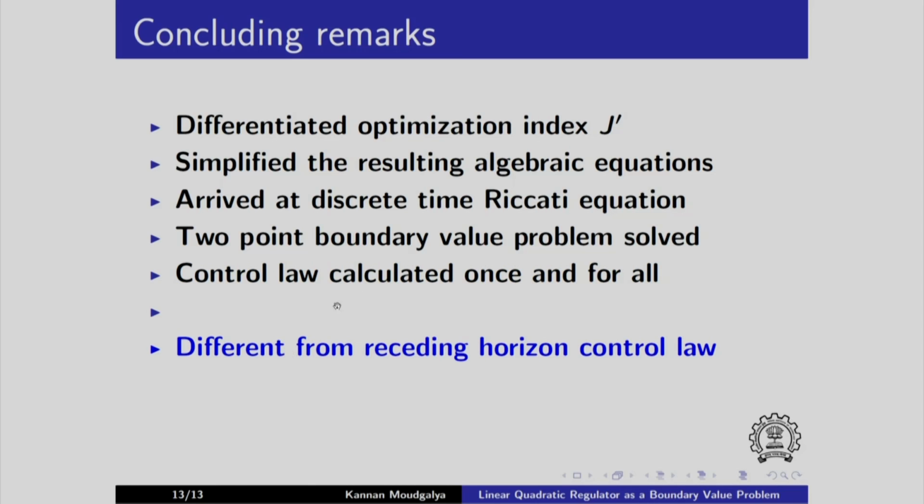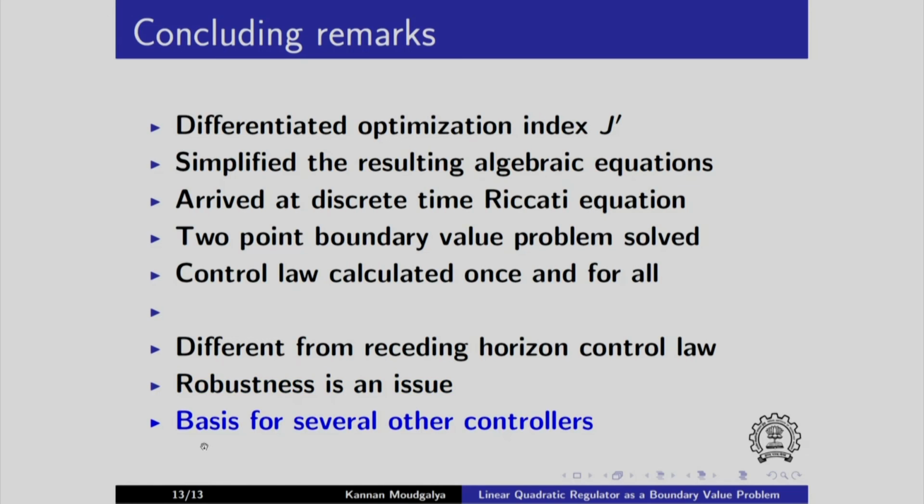Notice that this approach is different from the receding horizon control law we derived earlier, where we calculated the control law at every time step. Robustness is an issue in this because we calculate right at the beginning and use it throughout. Nevertheless, this is the basis for several other controllers. So this is a very important topic.